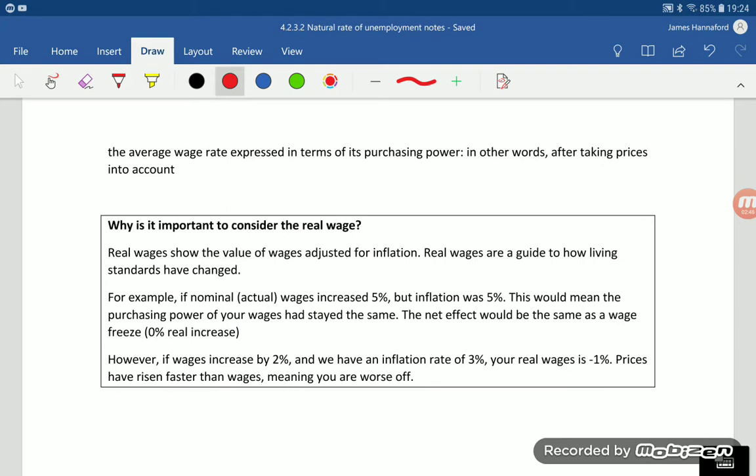So before going any further, it's important that we consider the real wage. So have a quick look at the information I've just put in front of you now.